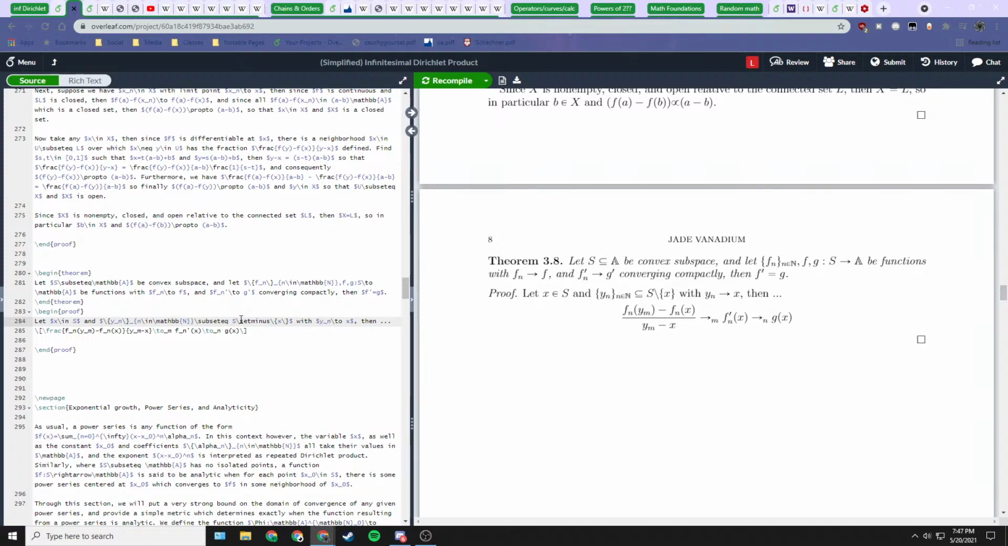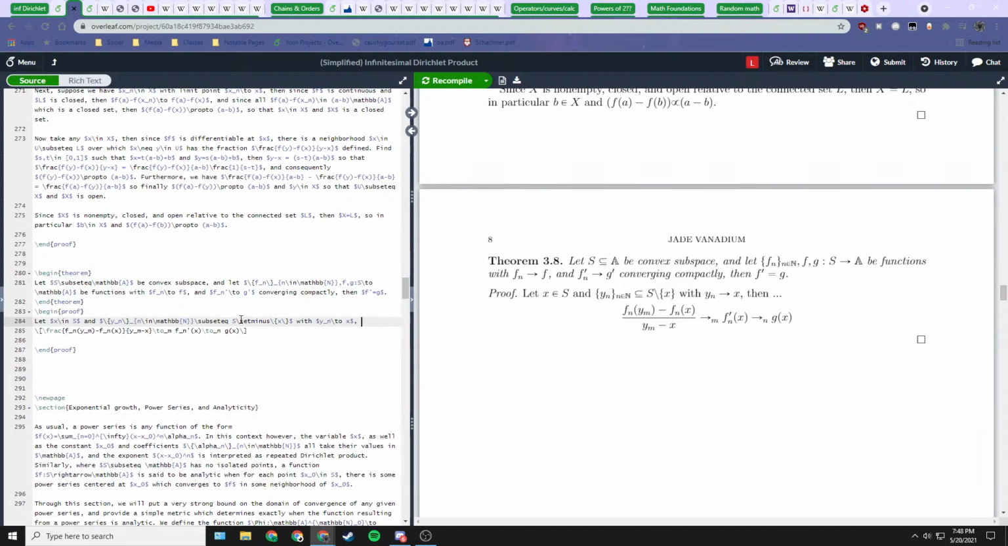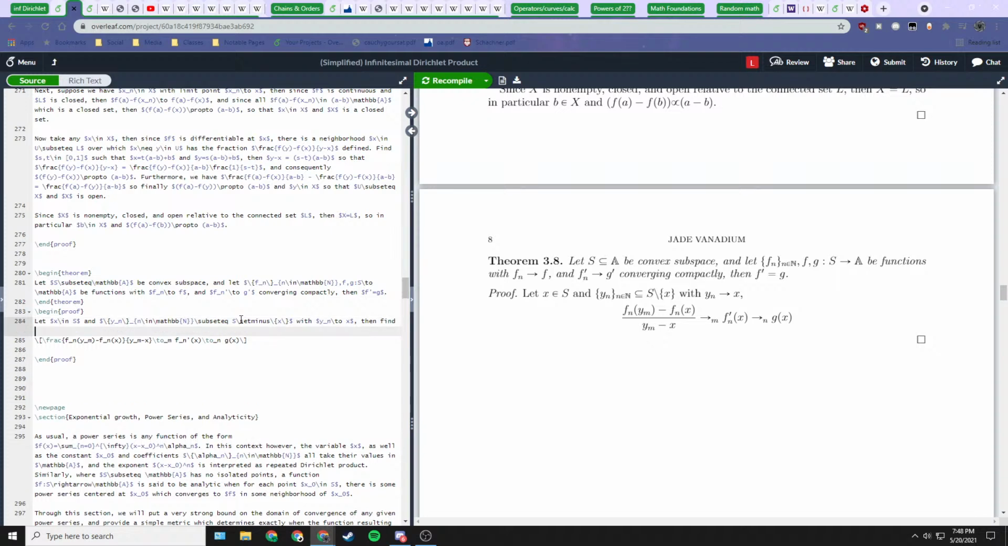And we want to show, so we want to find, okay, so find a neighborhood. Oh, it's already convex.